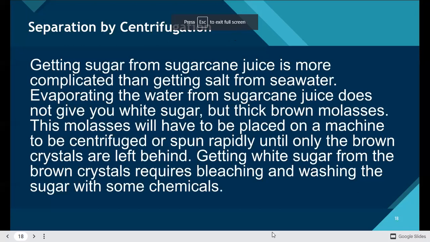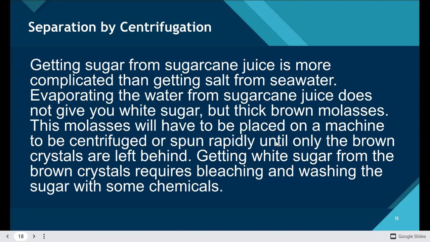Okay, we stopped last meeting at separation by centrifugation. Getting sugar from sugarcane juice is more complicated than getting salt from seawater. Remember the seawater? You just put it under the heat of the sun, let the water evaporate, and there you go, you have your salt. Evaporating water from sugarcane juice does not give white sugar at all. Remember that there are a lot of mixtures and components there.